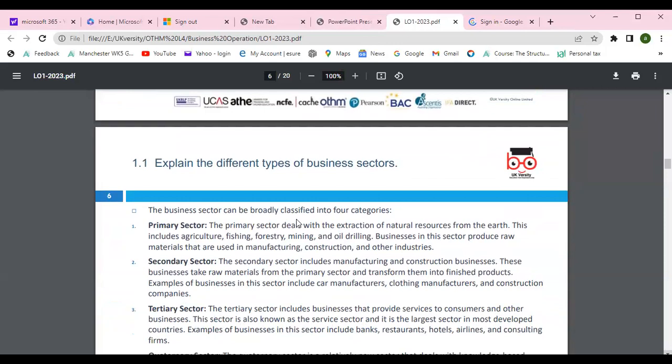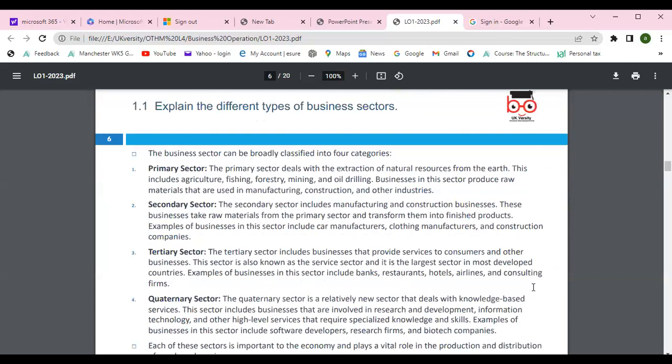Primary sector, as we mentioned earlier: fishing, mining, oil. These are primary sectors. Secondary sector, industries which do manufacturing and finishing, like we mentioned, Unilever, car manufacturers like BMW, Suzuki, Toyota, whatever. Those come under the secondary sector. And the tertiary sector, which is known as the service sector, like the airline industry, hotels, restaurants, banks. These all come under the tertiary or service sector, or we use the word third sector.